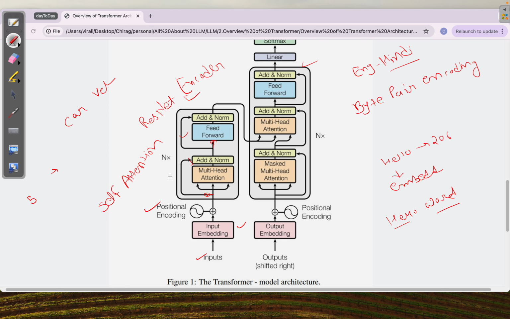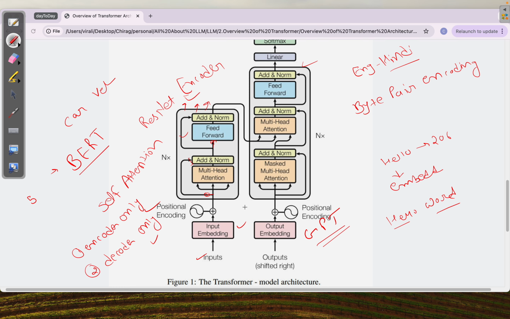So there are two kinds of models. First is encoder only, and second is decoder only, right? If you use only this part of the transformer architecture, which is the encoder, and you receive the output here, then it will be called an encoder only model. BERT is one example of an encoder only model. And if you use only the decoder part, then it will be called a decoder only model, and GPT is one example of a decoder only model.